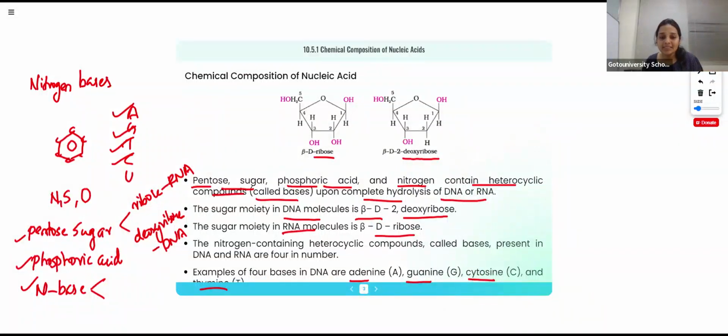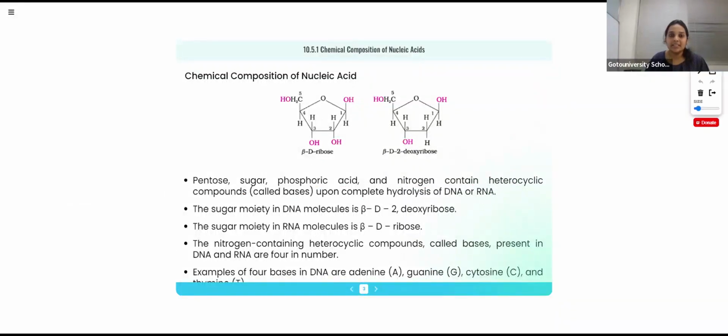And the nitrogen bases means we have different types of nitrogen bases: adenine, guanine, thymine, cytosine, uracil. Then in DNA, the bases present are adenine, guanine, thymine, cytosine. Okay, is it clear? Then the structure is also important.